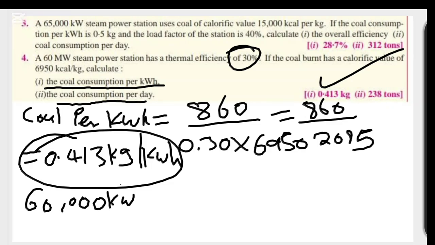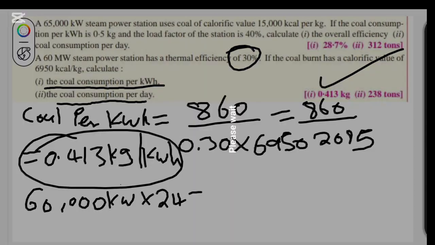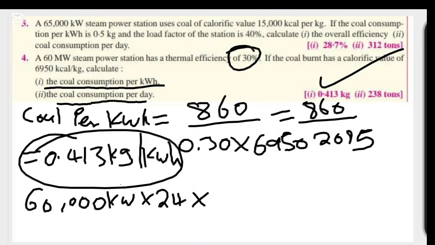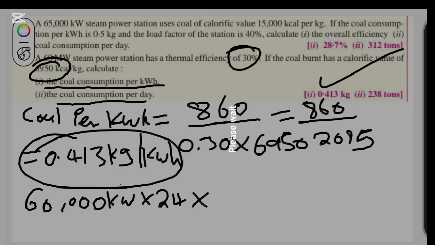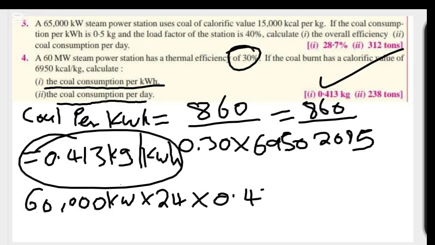So I have to say 60,000 kilowatt multiplied by 24 as usual. But since I did not have the load factor, I'm just going to multiply it by also the 6,950. Sorry, not 6,950, I'm so sorry of that. I'm going to say the final coal that I find, coal per kilowatt, which has its unit in kg. So I'm going to say 0.130 kg per kilowatt hour.